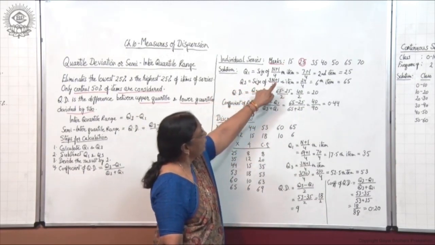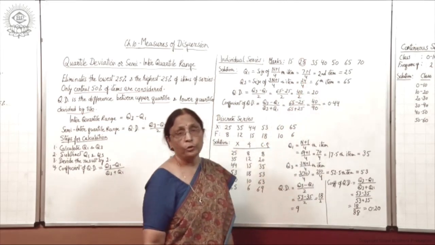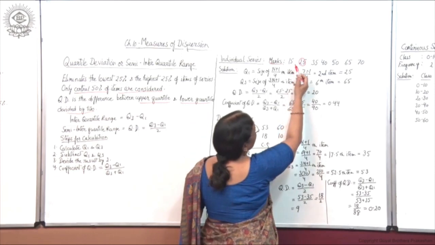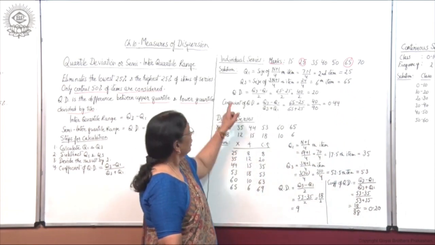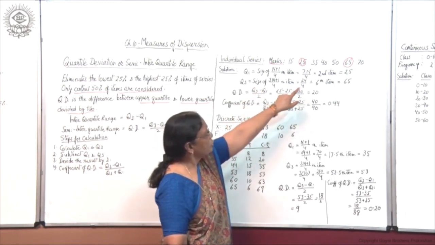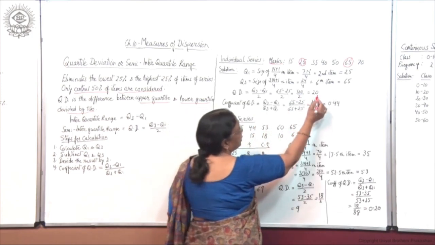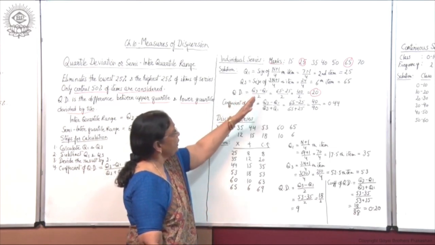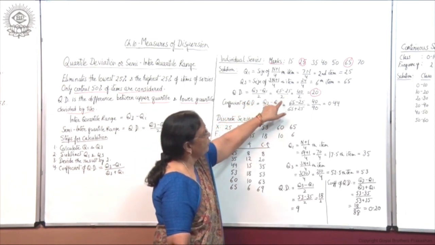Now Q3, size of 3(n plus 1) upon 4th item, that is 3 into 8 upon 4, which is 24 upon 4, equal to the 6th item, and that is 65. Now QD is (Q3 minus Q1) upon 2. Q3 is 65, Q1 is 25, so 65 minus 25 upon 2 is 40 upon 2, which is 20. This is QD. QD is 20. Very simple.